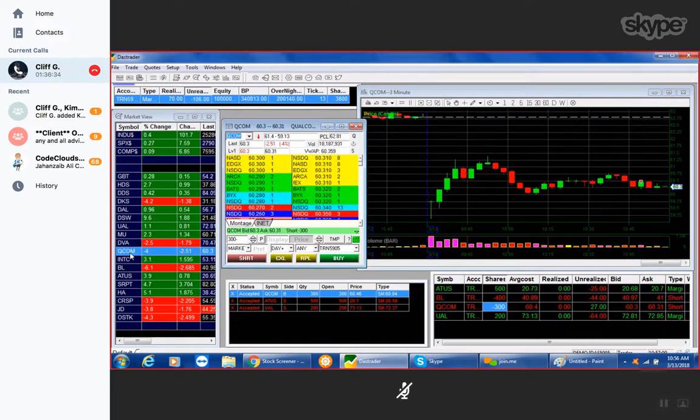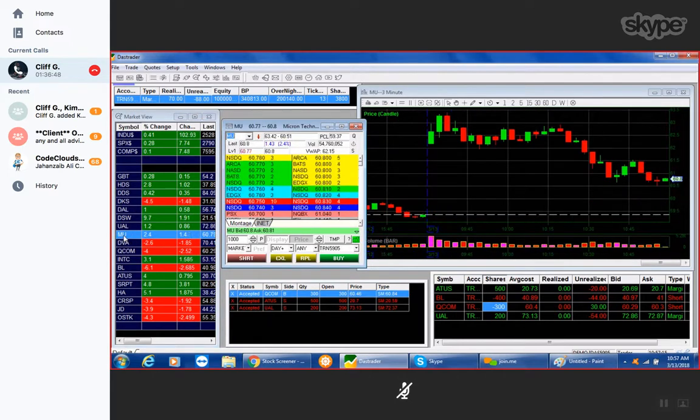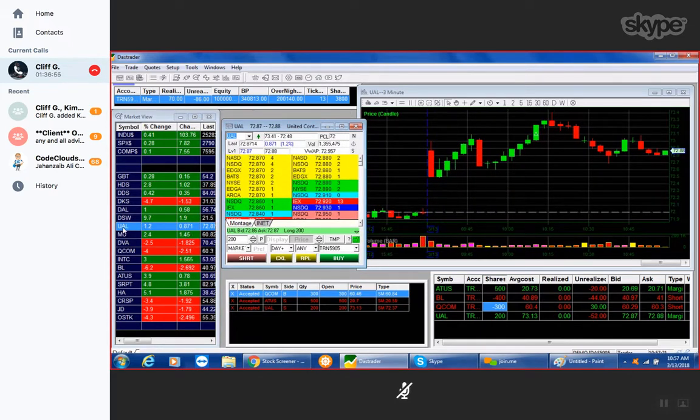Qualcomm. Yeah, we're in Qualcomm. Up $27, no big deal. DVA is a down stock, ascending, going back up. Micron, this is an up stock, descending. Okay. UAL, hanging out in the middle, no man's land.